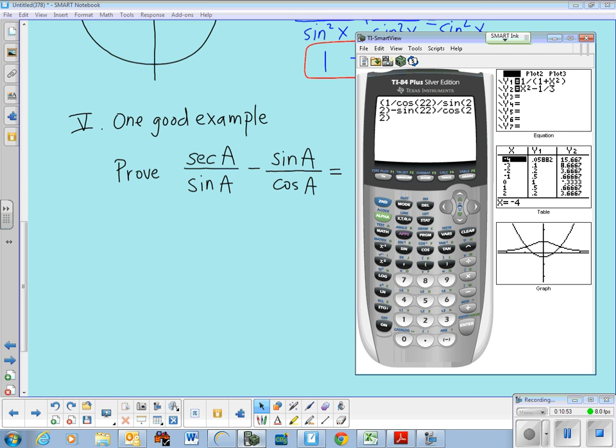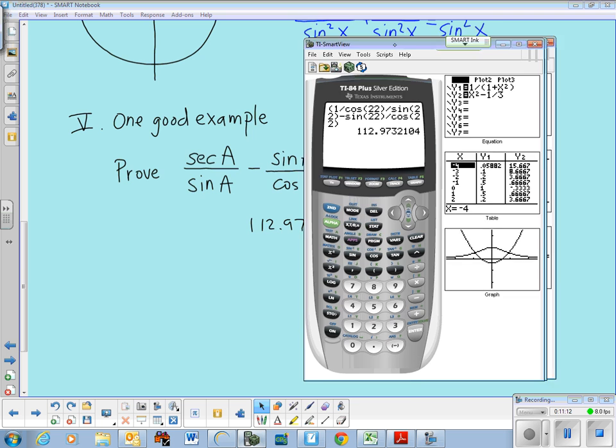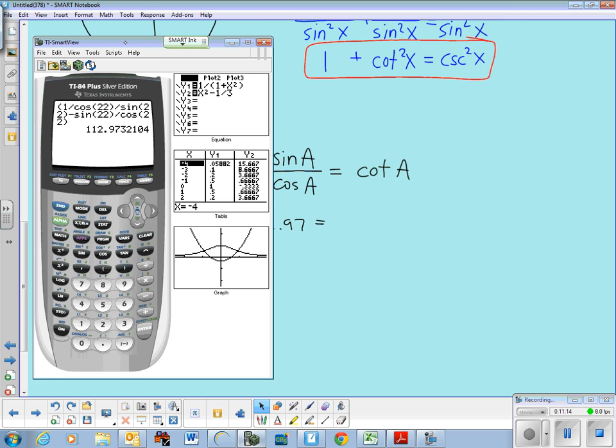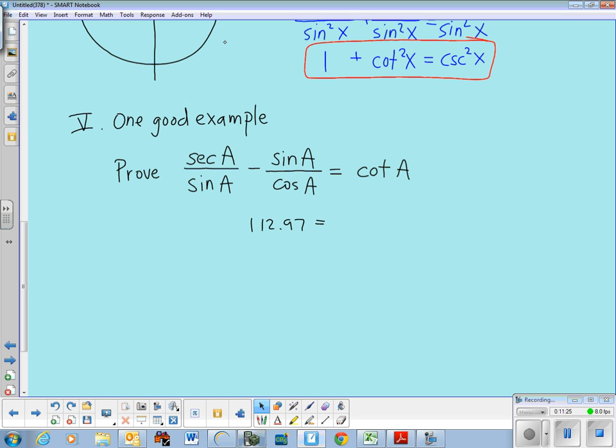So you can see secant A, I have 1 over cosine 22 divided by sine 22 minus sine 22 over cosine 22. So I just chose a value for A. Let's see what that equals. The left-hand side of this equation equals 112.97. So if this is an identity, which I'm claiming that it is, the other side is cotangent of A. So if that's the truth, then cotangent, which is 1 divided by tangent, is, you guessed it, 112.97. So I just wanted to first convince you that these two things are identical. This is an identity. So now our goal is to confirm it.